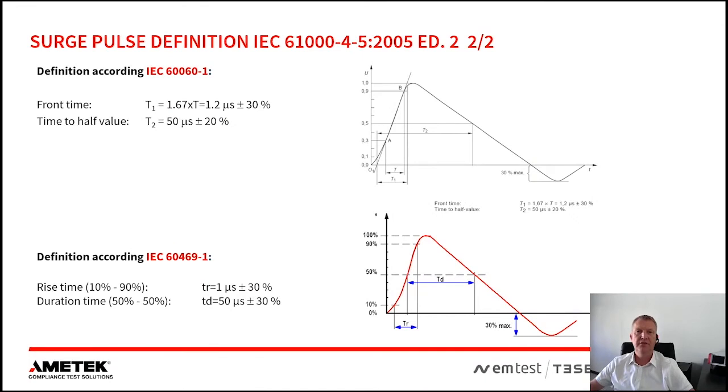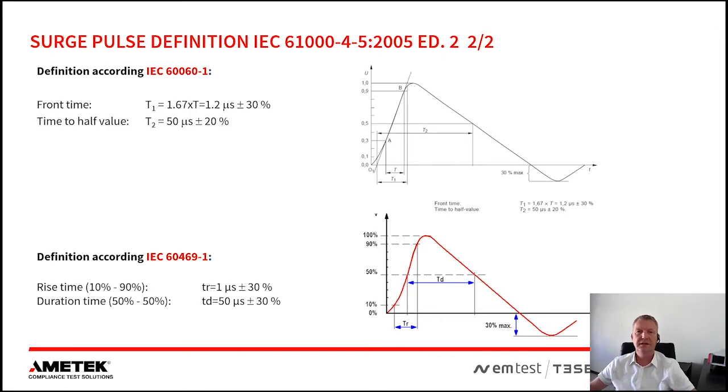Here we find these two old definitions. First, the IEC 60060-1. The front time T1 is the time from 30 to 90% with a fixed factor of 1.67. This should give 1.2 microsecond. The time to half value is where the tangent line crosses the x-axis till 50%. This should be 50 microsecond.